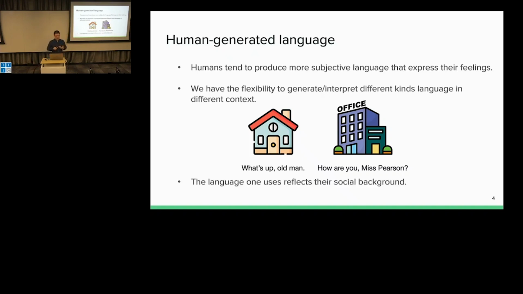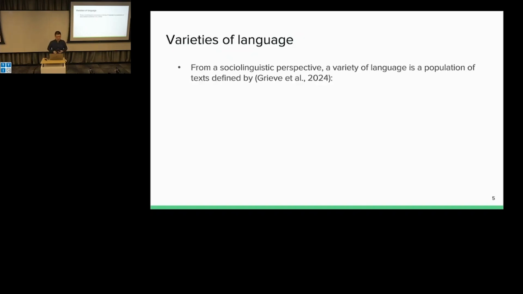The way we use language also reflects our social background. People from different demographic groups tend to use different language, and the way we use language reflects our identities. More specifically, sociolinguists have looked at the ways in which language can vary. These are three axes from a recently published paper that asks the AI community to build more sociolinguistic features into language models.